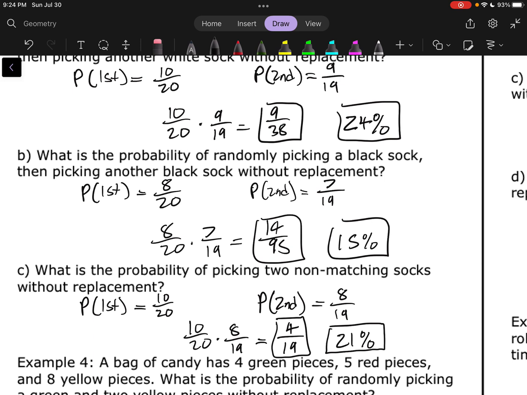Now that was a white and then a black, right? So the funny thing is that that's not the only way of getting two non-matching socks, right? Because we went white and then black. But we could have done black and then white, right? That would still be non-matching. So there's actually two different ways of doing this. So we're actually going to take that answer and multiply it by 2 to get our final answer of about 52%.